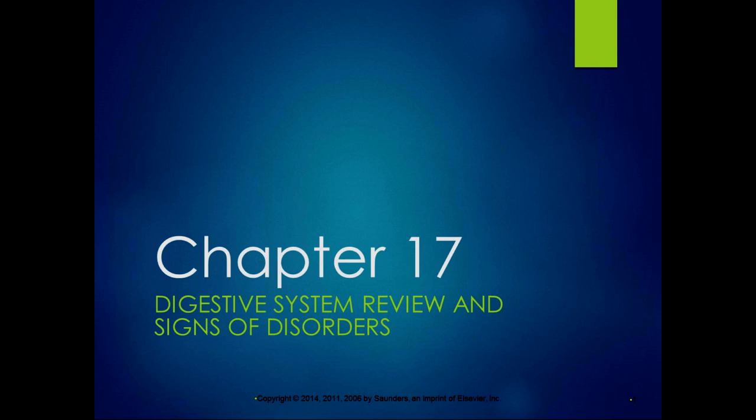The book in chapter 17 has a really nice review of the digestive system and its function, its neural and hormonal controls. We're going to briefly go over it, but not in great detail. This is information that hopefully you've all had in anatomy and physiology. We're just going to talk about it briefly and then talk about disorders and then what we do with regard to those disorders, or what are our precautions.